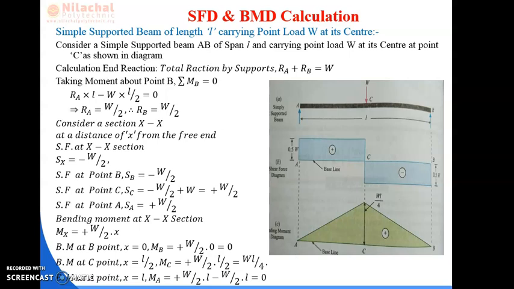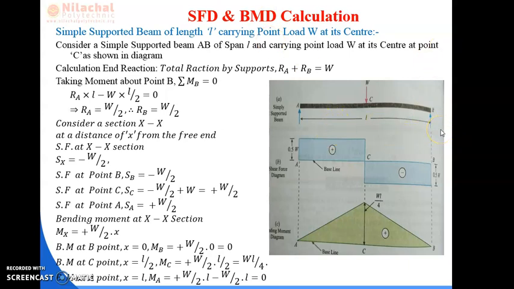During calculation of shear force and bending moment diagram in a simply supported beam, we first have to see what the reaction is at point A and point B. Whatever load is applied upon the beam, the same reaction should be given by the supports. So Ra plus Rb should be equal to W.